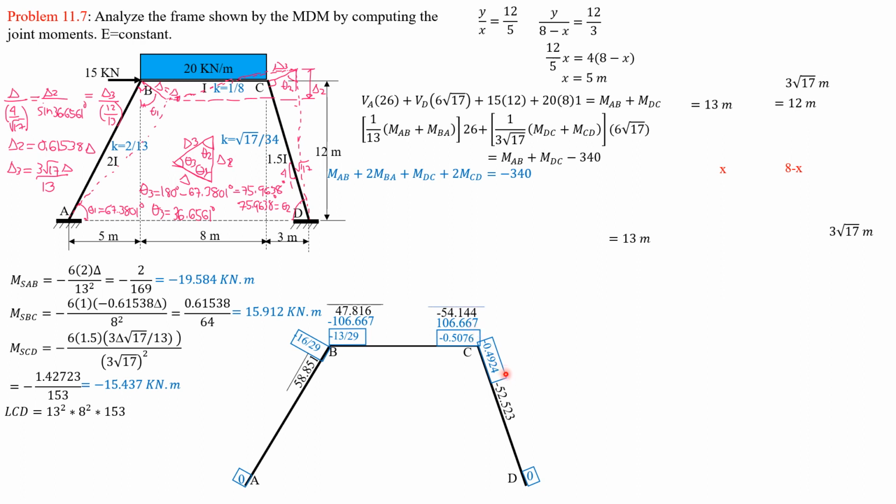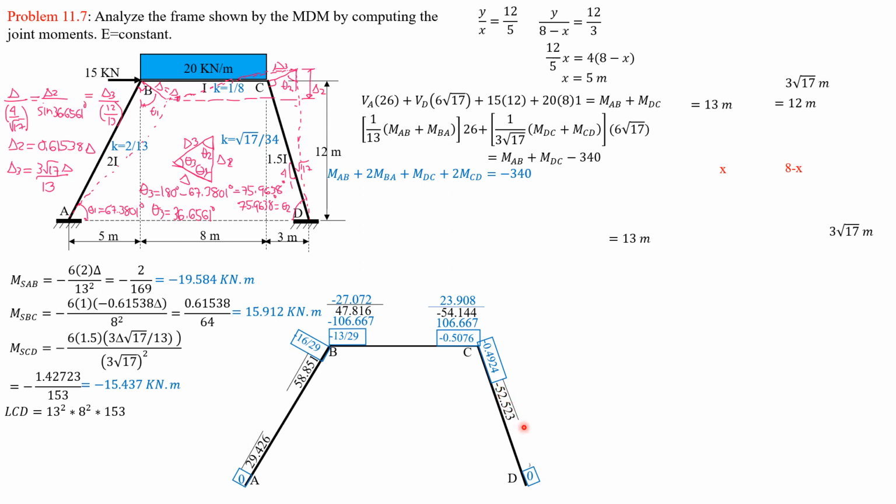106.667 times negative 0.4924, negative 52.523 lakh partially. Then there's no moment here, so the carryover is still 0, but I will not put 0 there. So 58.851 divided by 2, put it here, 29.426. Half of negative 54.144, negative 54.144 over 2, carry over here, negative 27.072. Half of 47.816, 23.908. Then half of 0, 0, not shown.